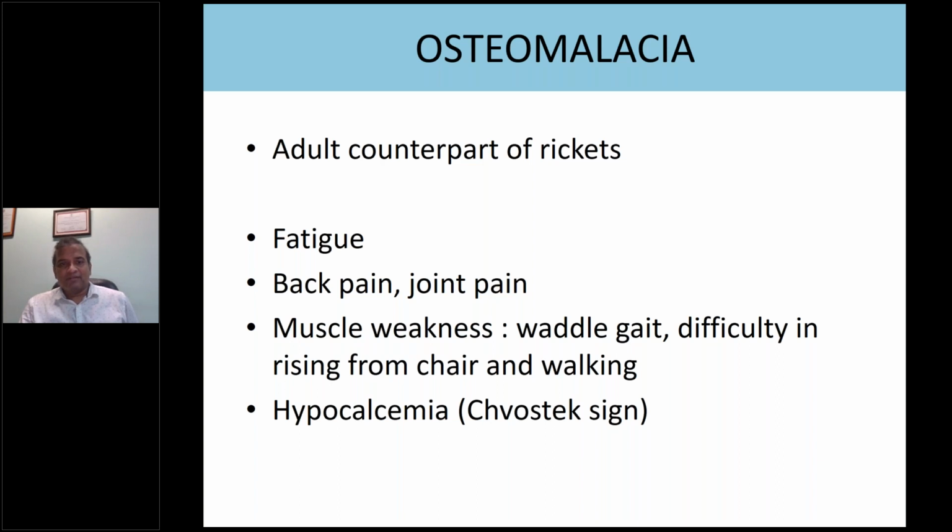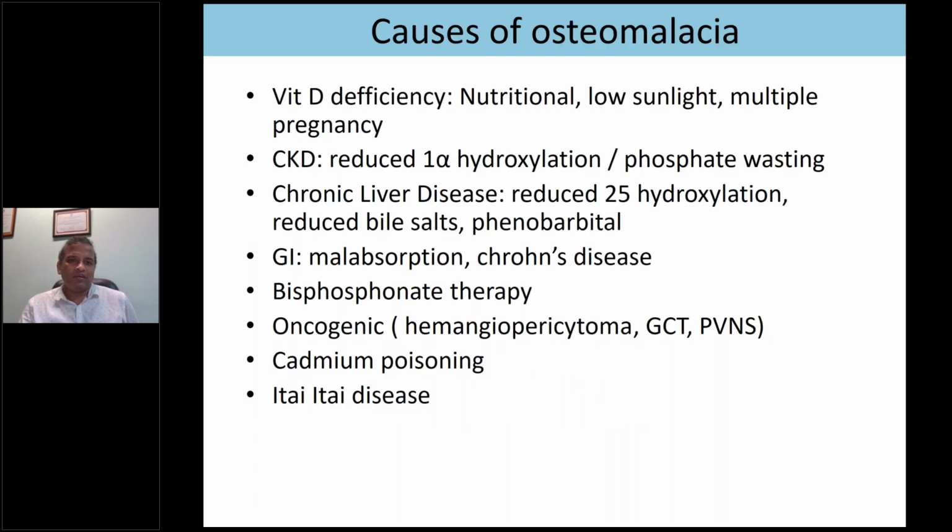So this is seen mostly in adolescents or adults. It can be nutritional, due to low sunlight. It can be because of multiple pregnancies, which we commonly see in our clinical practice, or associated with chronic kidney disease, where there is reduced alpha hydroxylase enzyme, or phosphate wasting because of acidosis. There can be chronic liver disease, GI-related malabsorption, Crohn's disease, or patients on chronic bisphosphonate therapy.